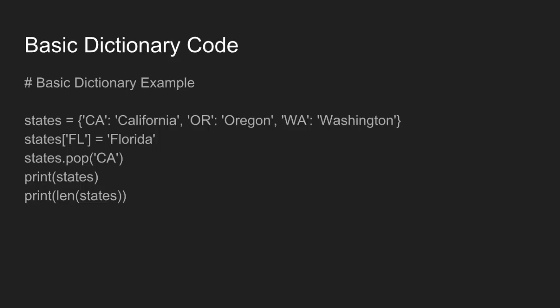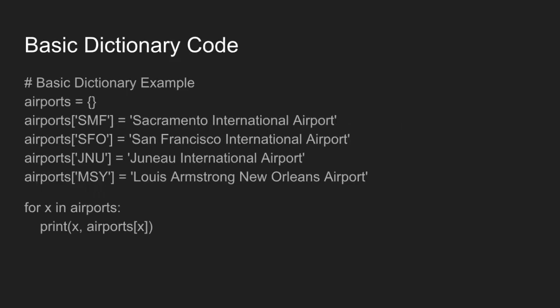Here's some basic dictionary code. We have states assigned the value. We have as keys CA, OR, and WA, and those represent values of California, Oregon, and Washington. And now we're going to add a new key, FL, which represents Florida. We can pop CA, which removes from the dictionary CA and California. We can print all the states, and we can print the length of the states, which is how many elements or key value pairs we have within our dictionary.